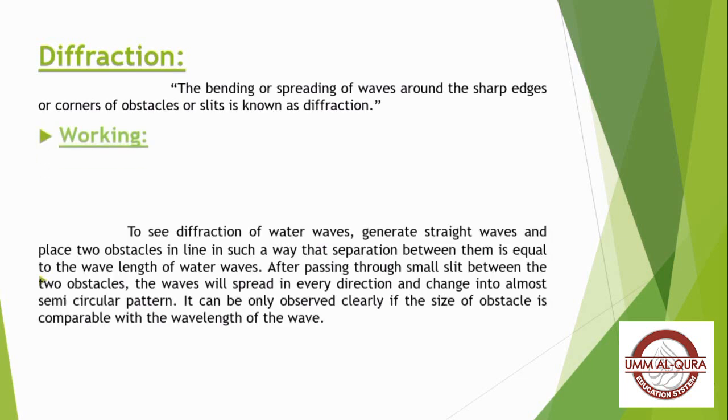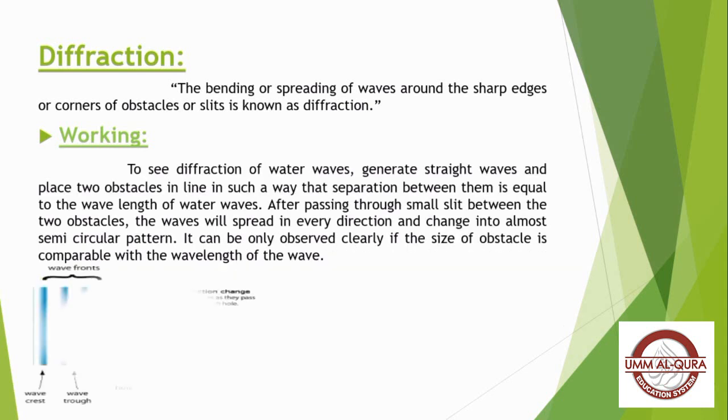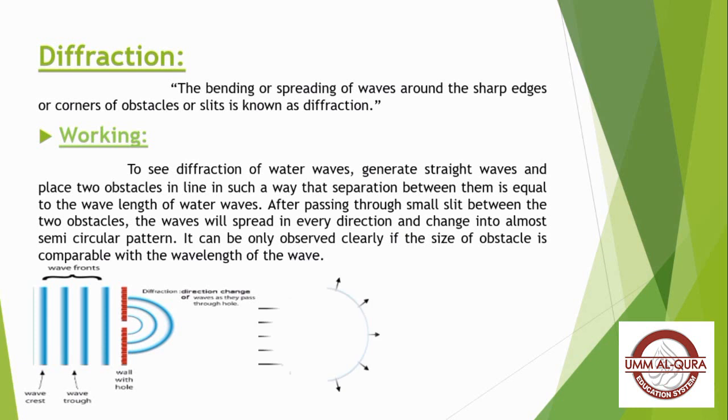Its working: to see diffraction of water waves, generate straight waves and place two obstacles in line in such a way that the separation between them is equal to the wavelength of the water waves. You know that wavelength is the consecutive distance between crests or troughs. After passing through the small slit between the two obstacles, the waves will spread in every direction into almost a semicircle pattern. You can see it from these figures.